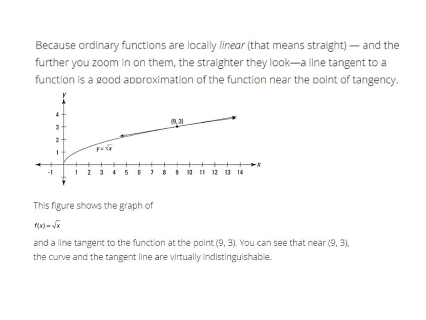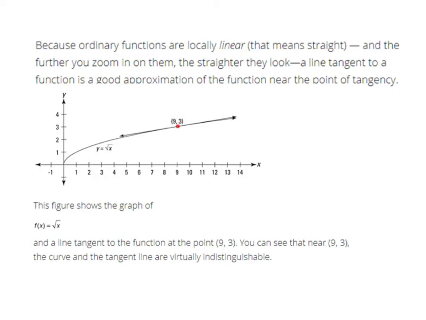There are two important concepts at play in these linear approximations, and one of which is that all functions, if you zoom in on them as close as possible, turn into lines. You can see an example of this right here, with this curved line, the square root function, and this tangent line. If I were to zoom in on this point at 9, 3, eventually it would just look like a line.